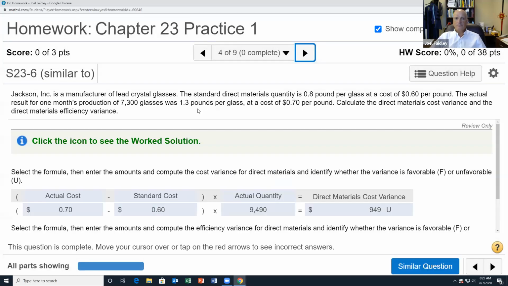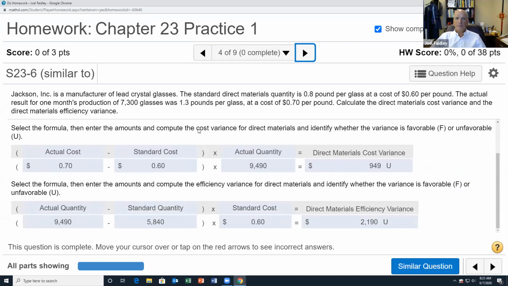Number 4. All right, here we've got a manufacturer of lead crystal glasses. The standard direct materials quantity is 0.8 pounds per glass. It costs us 60 cents per pound. Actual result, 1 month's production of 7,300 glasses, 1.3 pounds per glass. So here you're going to have to do a calculation, right? Actual cost minus the standard cost times the actual quantity.